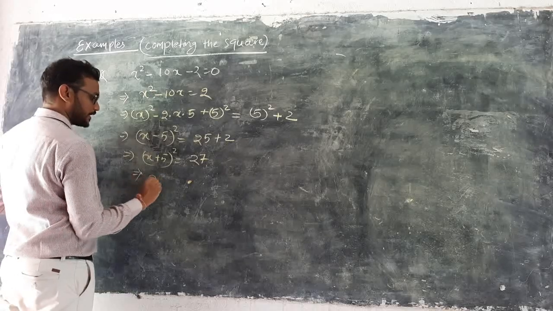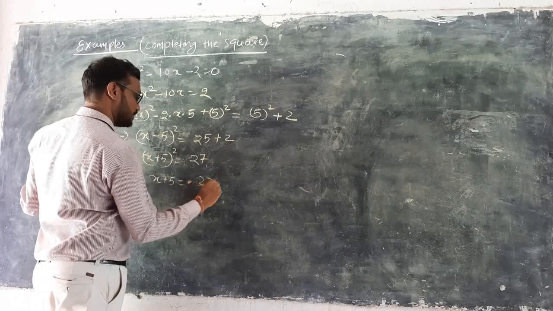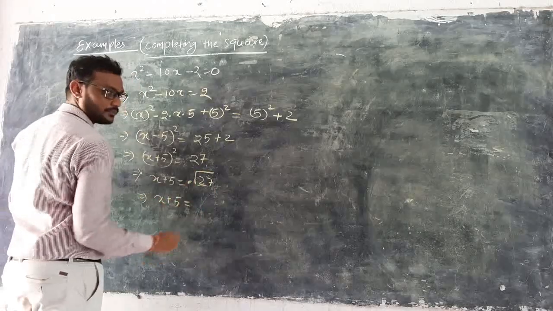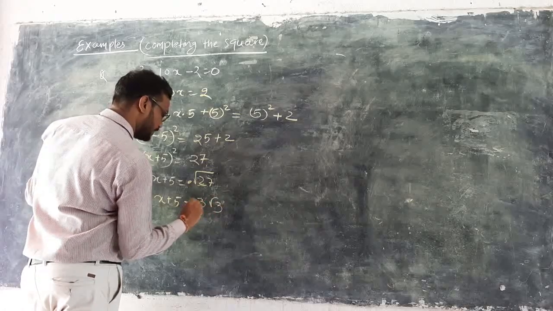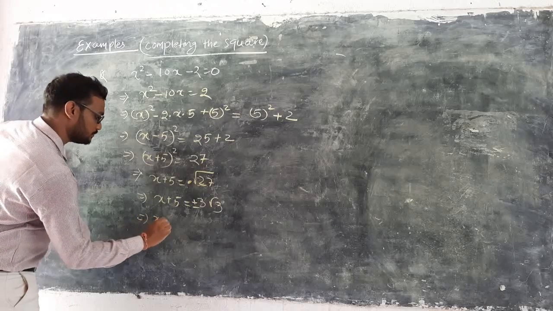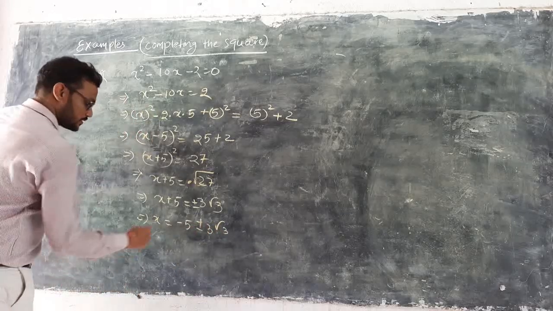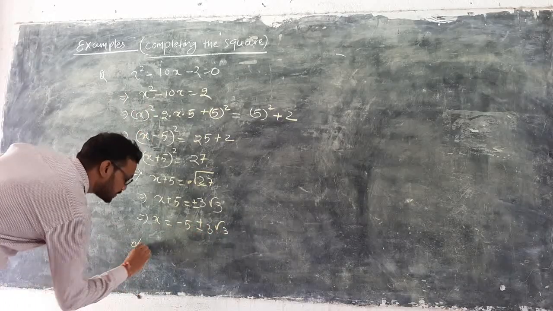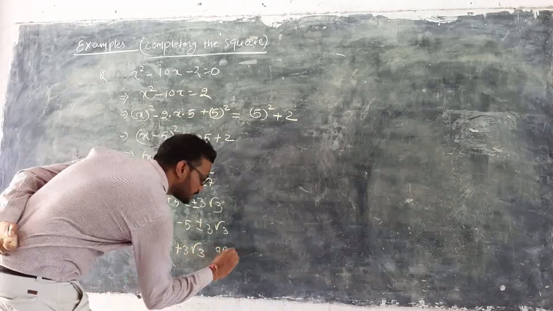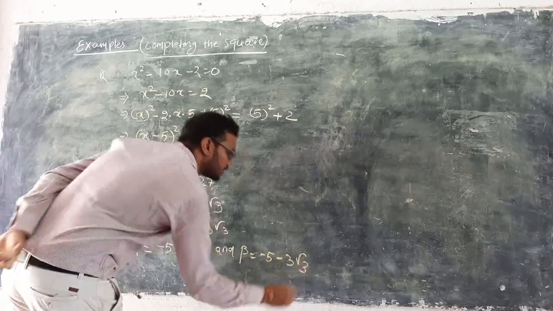Now this will be x minus 5 is equal to how much? Root of 27. What is the root of 27? That is 3 root 3. But it will be plus or minus, the root is here. So now x is equal to 5 plus or minus 3 root 3. Okay. So now we have got plus minus, so alpha is equal to 5 plus 3 root 3, and beta is equal to 5 minus 3 root 3.